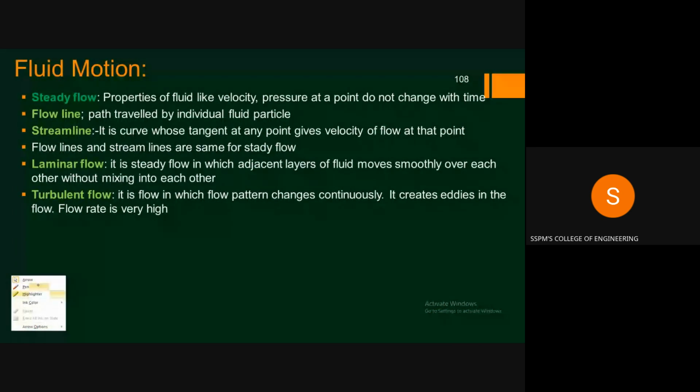Okay, and the last concept in chapter 2 is about fluid motion. In fluid motion, first we have the flow visualization methods. In that, the flow line, then streamline, then laminar flow, and the turbulent flow. You can read this from the textbook. I have given the definitions. If you want, you can take a screenshot.